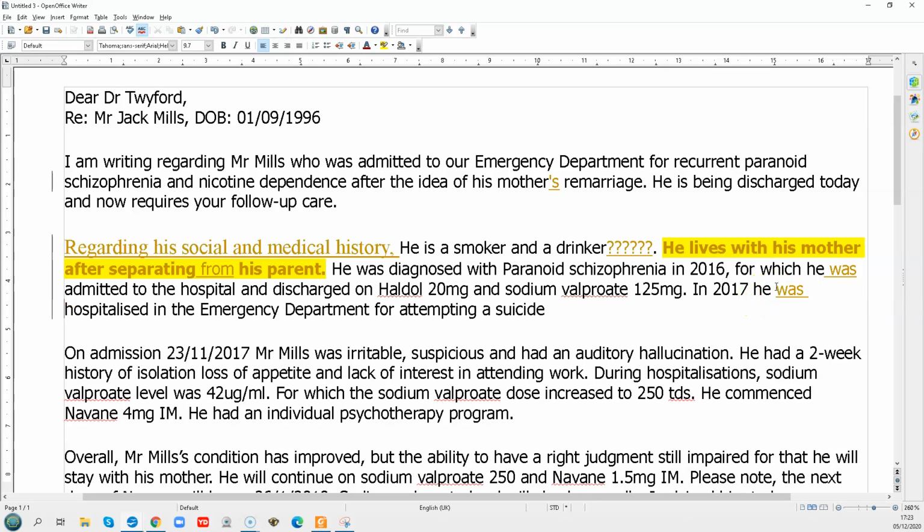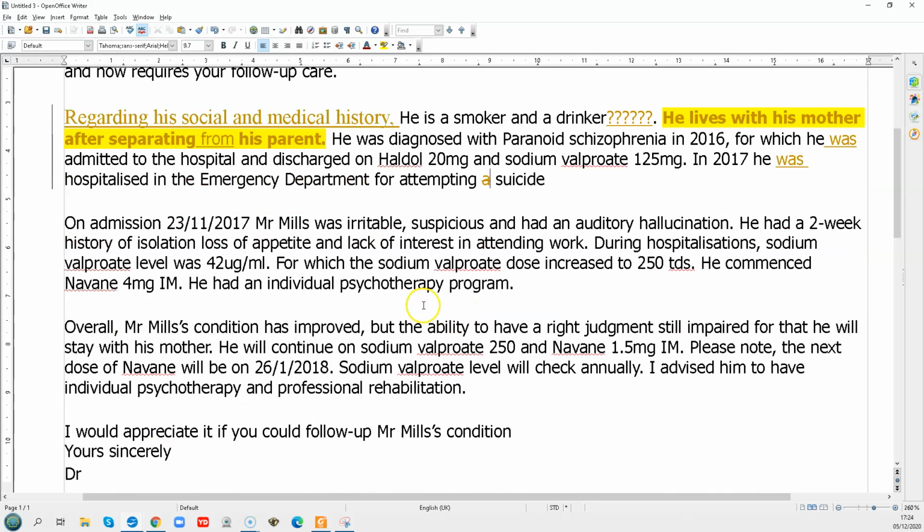It's passive. He didn't hospitalize himself, unless he was self. Well, if he attempted a suicide, and we don't usually count it, then presumably he was hospitalized. He didn't do it himself. So, on admission, Mr. Mills was interval suspicious.